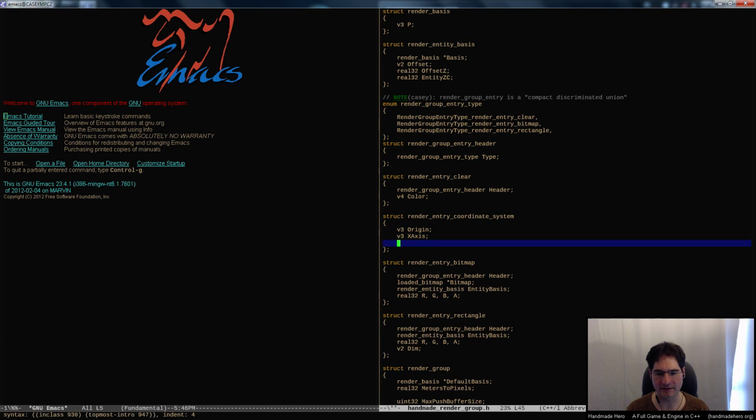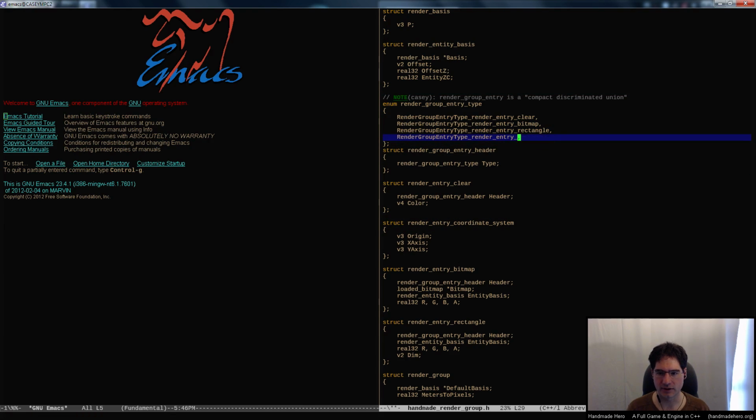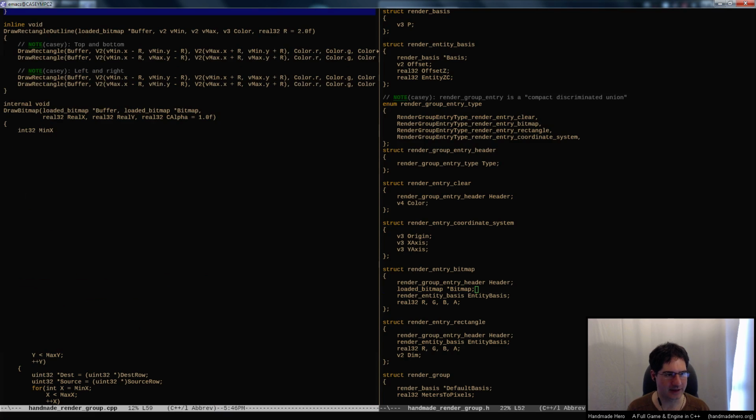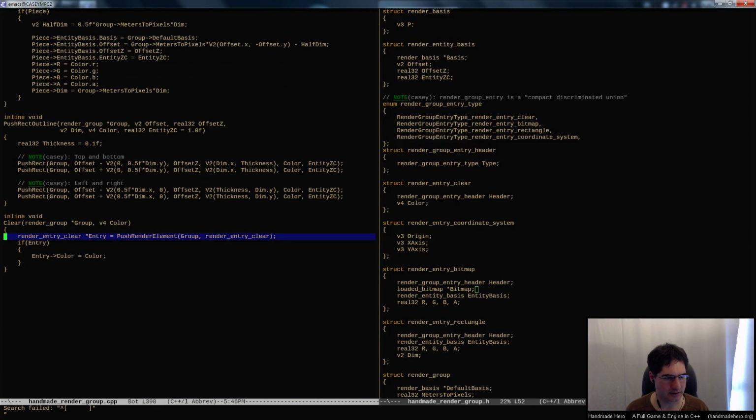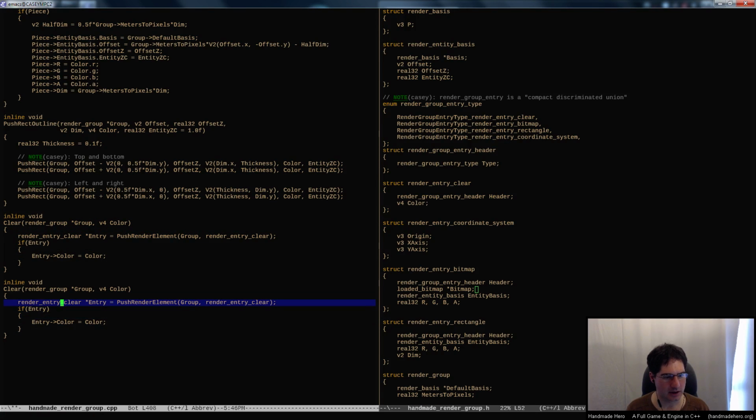We're going to have an origin, we're going to have an x-axis, and we're going to have a y-axis, right? And we just want to draw them. Okay, that's all we want to do. So if I wanted to do that, I need to just add a little thing here to add in coordinate system, like so. And then I can add something to my render group that will allow me to push one of those onto my render stack, right? So here we go. I'm going to push one of these coordinate systems, render entry coordinate system, and assuming that it came back okay, like so, I can assign its origin to something, right? Its x-axis to something, its y-axis to something.